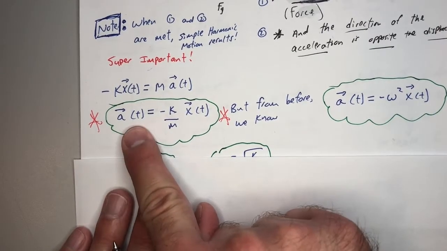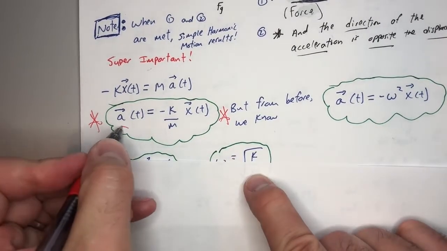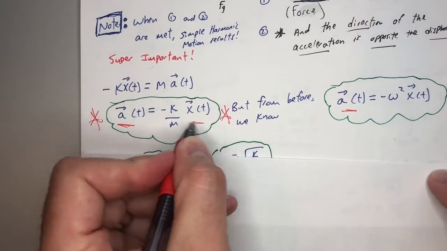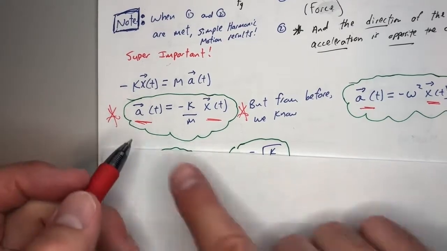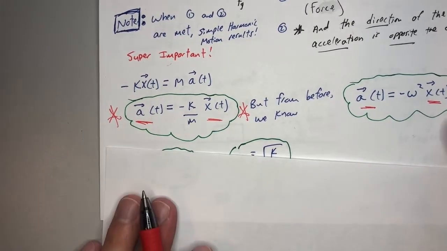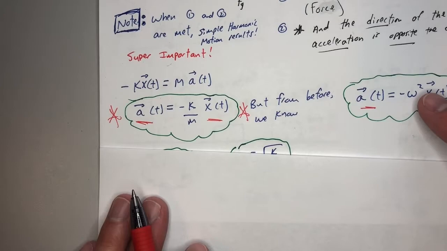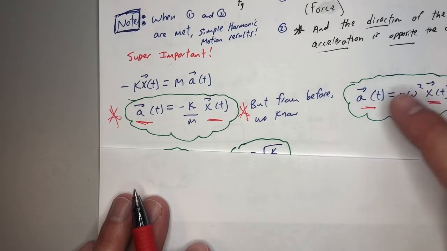So if you look at this expression and this expression here, they both have an a. They both have an x of t. And they both have a negative. So to make this true, you must realize that your angular frequency, your omega squared, equals k over m.